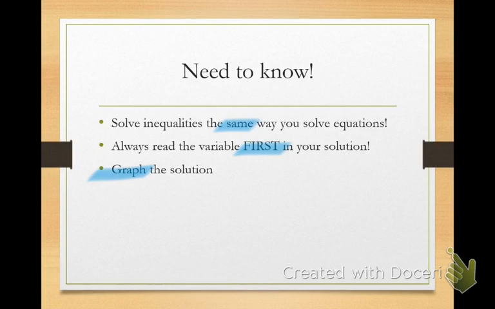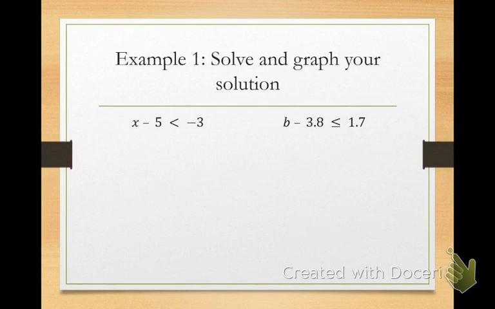You guys remember that? Open dot, closed dot. Which way is my arrow going? So we're going to solve these inequalities, and then we're going to graph our solution. All right, so in example 1, I have x minus 5 is less than negative 3. So I need to figure out a way to get x by itself, still on one side of the equation. How could I cancel out negative 5? Plus 5 to both sides.